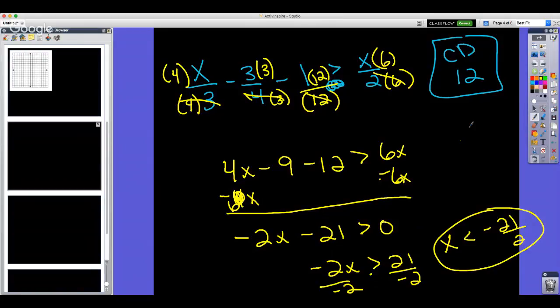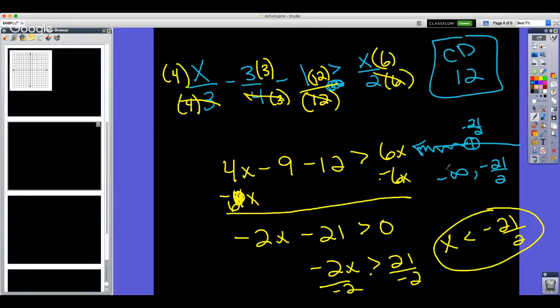Negative infinity. Okay? If you have to, you could graph it, right? So if this is negative 21 over 2, where's the graph going? Negative infinity. Going to the left, right? Where's the furthest left? Negative infinity. Good. Where's the furthest right?